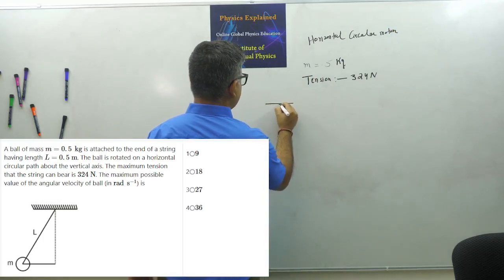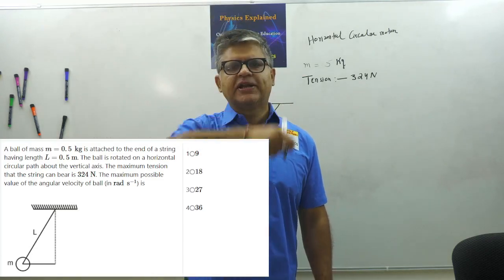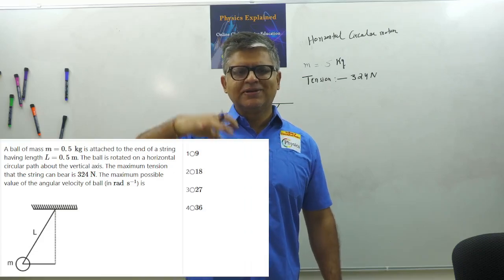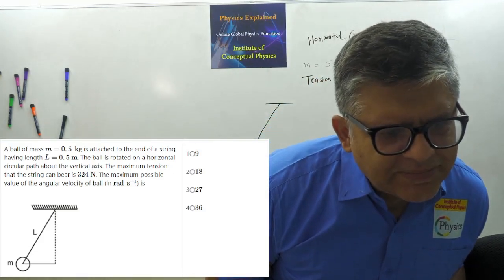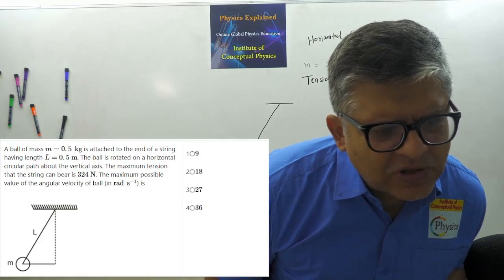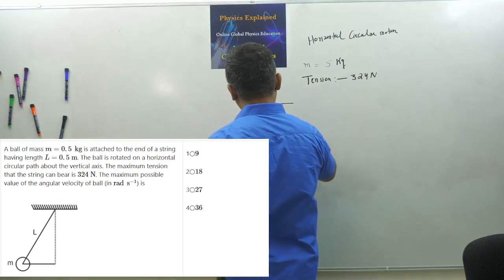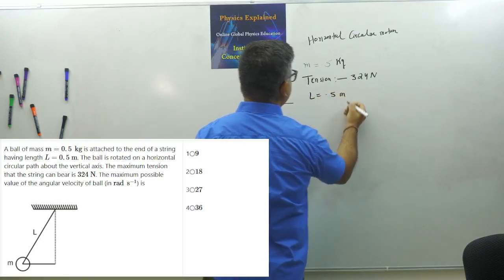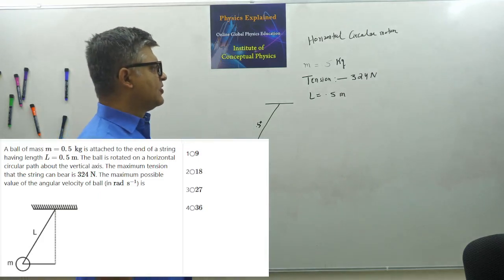Let me draw the diagram also. So the diagram looks like this. Remember, it's not a vertical circle. That is, we're not rotating it in a vertical plane, but in a horizontal plane, maybe on the ground. Now the question is, what is the maximum possible value of angular velocity? The length of the string is given to be 0.5 meters. So L is also known to be 0.5 meters. Now we have to calculate what is permissible, right?